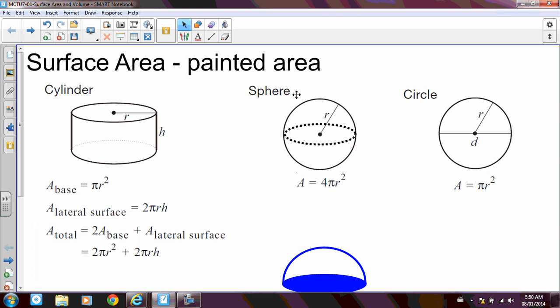Welcome back, everyone. I'm going to go over surface area and volume here quite quickly. We've done surface area and volume in the past, so shouldn't need a lot of explanation. I've cut the cylinder, sphere, and circle off of the EQAO formula sheet.